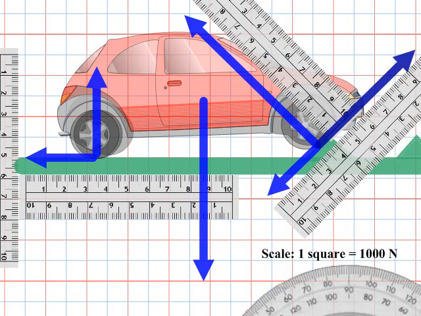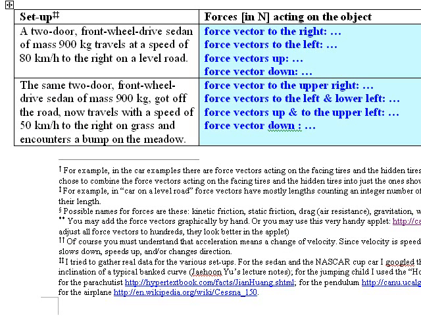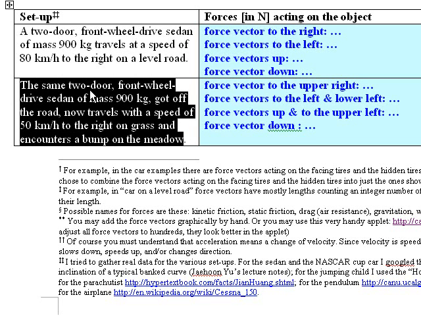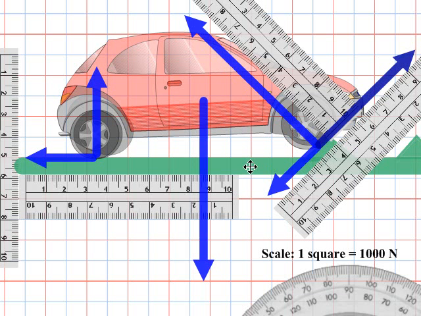Here's the other setup that I want to use as an example. And it says the same two-door front-wheel drive sedan of mass 900 kilograms got off the road, now travels with a speed of 50 kilometers an hour to the right on grass and encounters a bump on a meadow. So that's what we got here. And we have a number of force vectors. The scale is 1 square equals 1000 newtons. Notice though that my squares are relatively small.